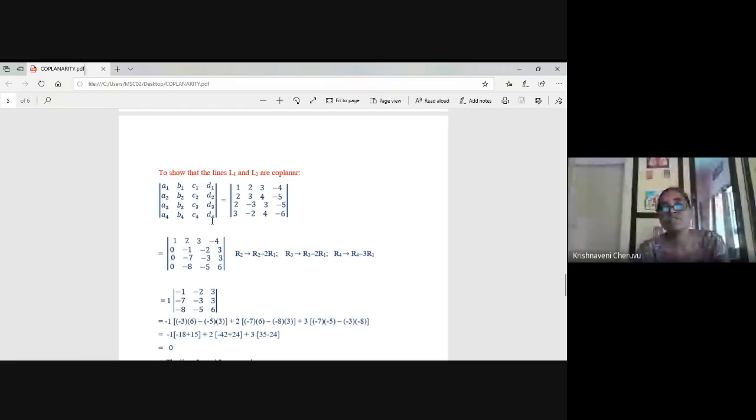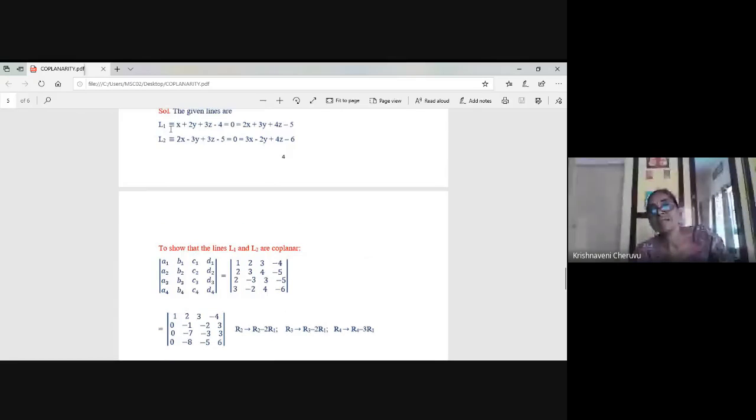A4, B4, C4, D4. And see girls, from the first line, A1 is 1, B1 is 2, C1 is 3, D1 is minus 4. And from the first line only, second plane, A2 is 2, B2 is 3, C2 is 4, D2 is minus 5. Now coming to the third row, you will get from the line L2. A3 is 2, B3 is minus 3, C3 is plus 3, D3 is minus 5. And you see the last row, A4 is 3, B4 is minus 2, C4 is 4, D4 is minus 6.